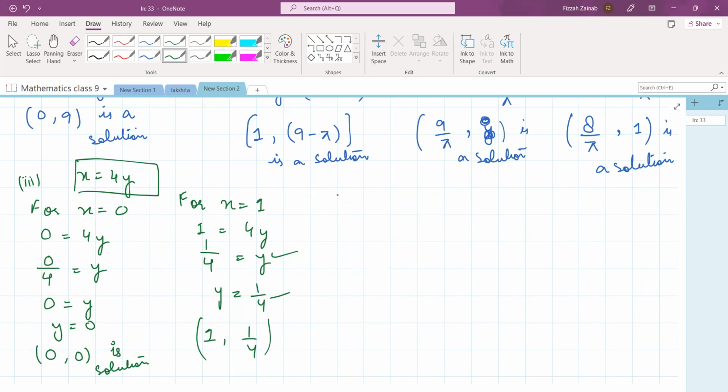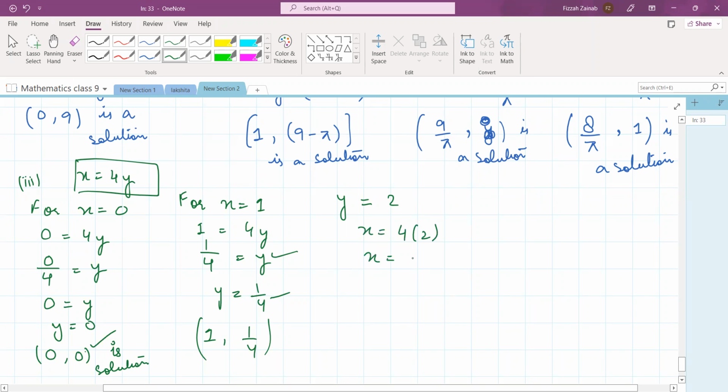So now if I take y, let's not take 0 because ultimately you get (0, 0), right? If you take y is 0, again you get x is 0, so you will get the same solution, isn't it? So take some different value, not 0. You can take y is equal to 2, let's say, right? Okay. So x is equal to 4 into 2. So x is equal to 8. So that means (8, 2) is the solution, correct?